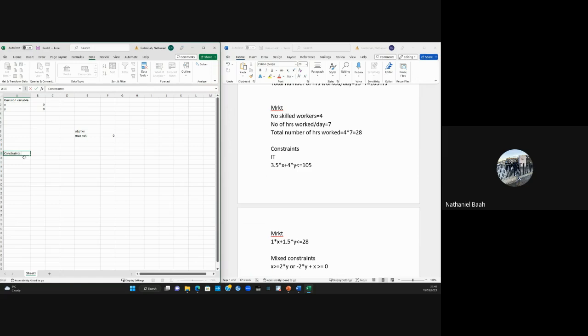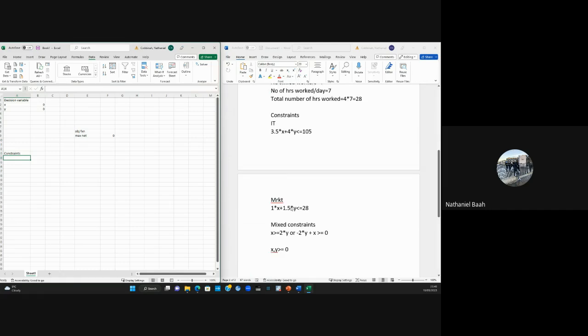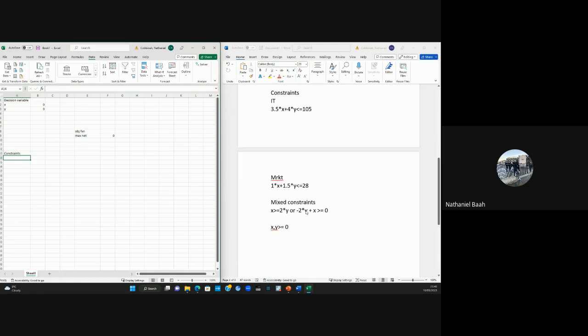Right. So how many constraints do we have? We have one, we have two, we have three, we have three constraints, right? So when we add our non-negative constraints, then we have how many constraints? We have five constraints. One, two, three, four, five. Good.